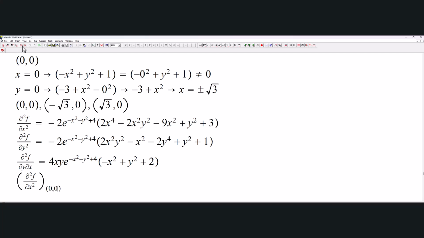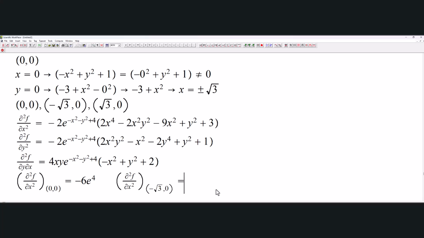So at 0, 0, right here, this is negative 2 e to the power 4. And then I'll have a 3 here. So this is actually negative 6 times e to the power 4. And then when you calculate this quantity at the point negative square root of 3, 0, I'm taking negative square root of 3 first because that's listed before. It doesn't really matter.